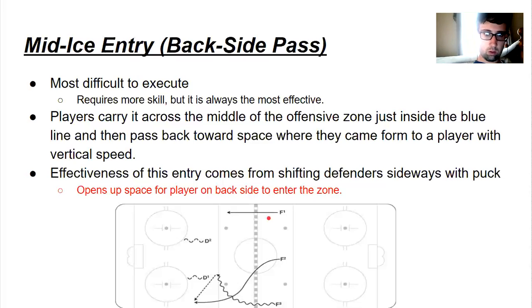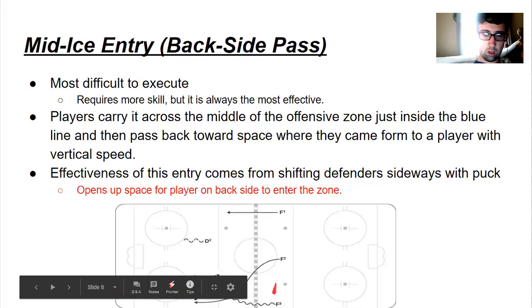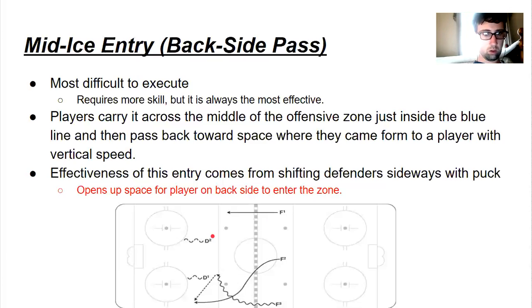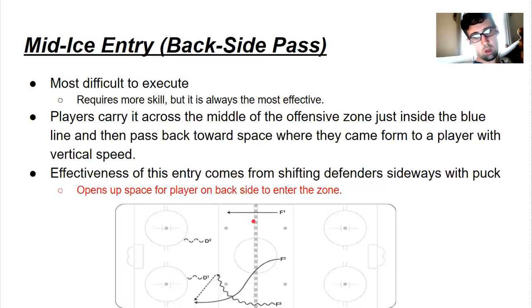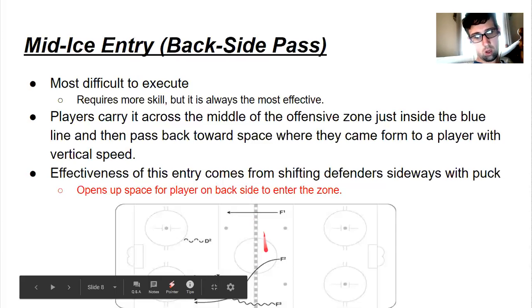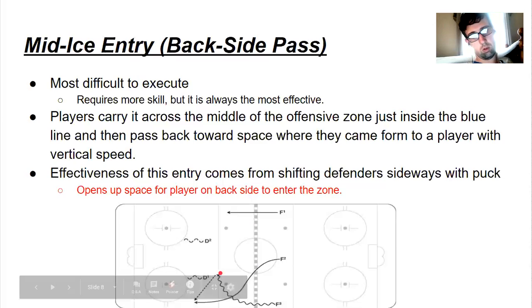Here's F1, F2, F3, which I've explained to you before what those stand for. D2, D1, and as you can see, forward 3, or F3 and F2, crossing paths where D1 is, or near where D1 is.